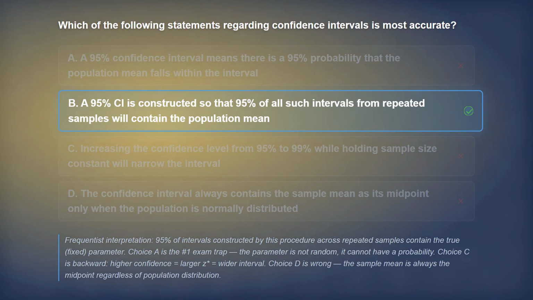The answer is B. Choice A is the number 1 exam trap. The parameter is fixed. You cannot assign it a probability. Choice C is backward. Higher confidence requires a larger z-value, which widens the interval. Choice D is wrong. The sample mean is always the midpoint regardless of population distribution.